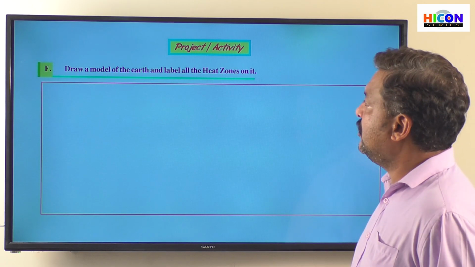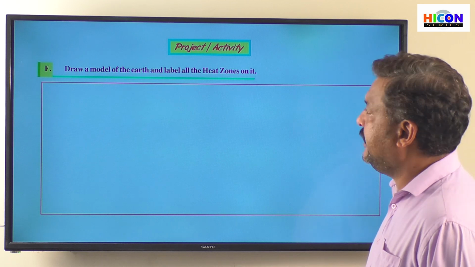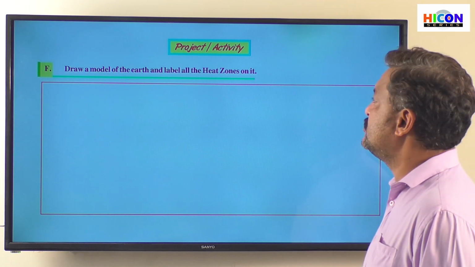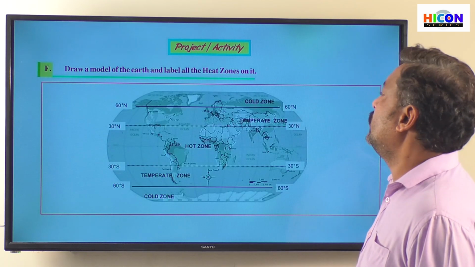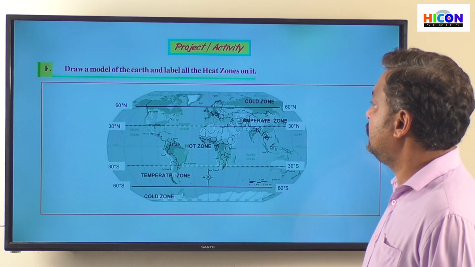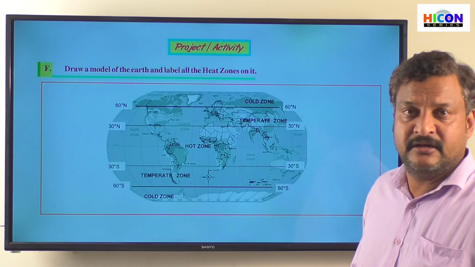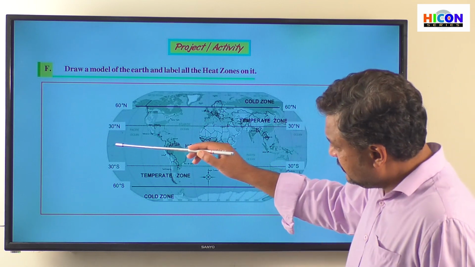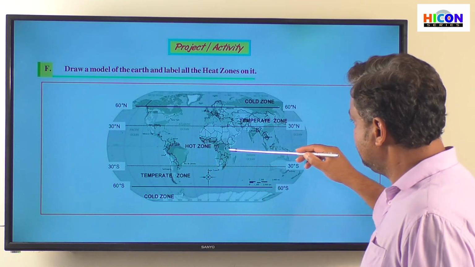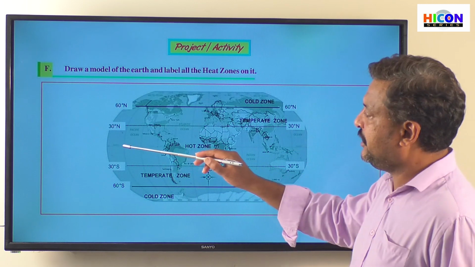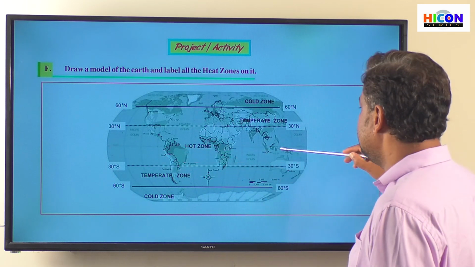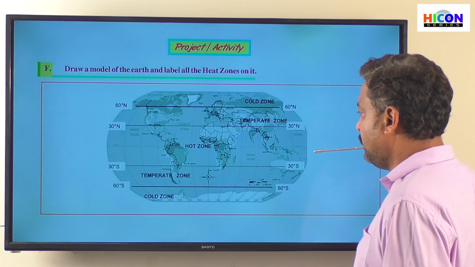Draw a model of the Earth and label all the heat zones on it. So we know, we have used a map here, and this is the equator, 0 degree latitude. This is where the sun rays fall.